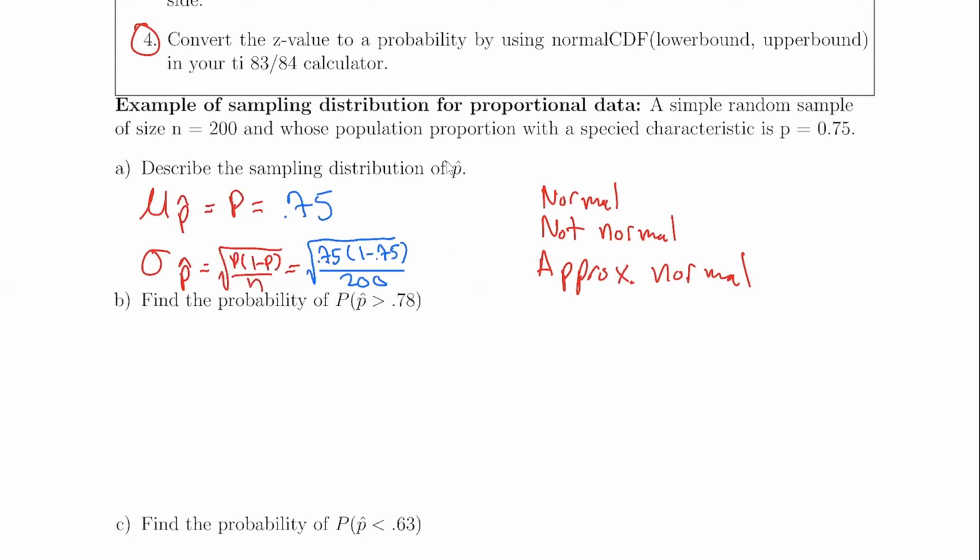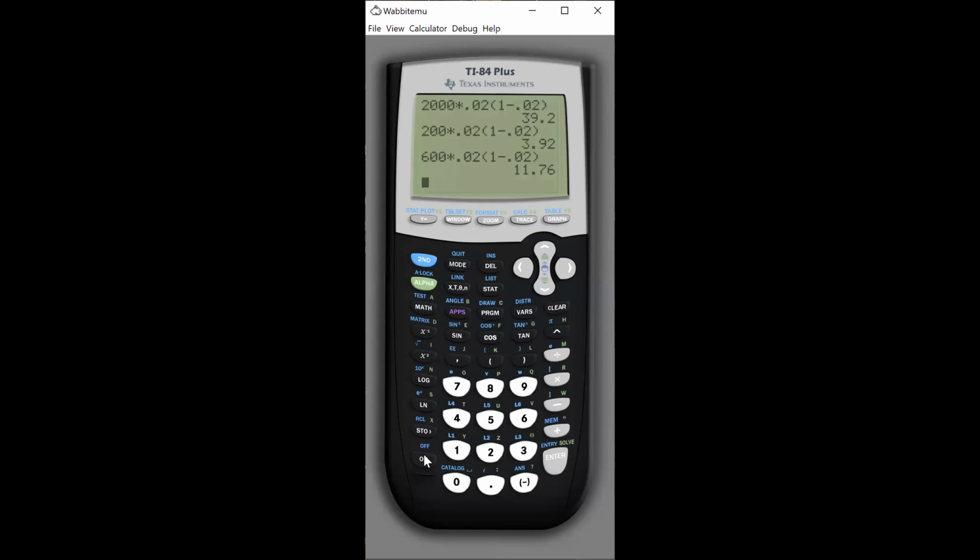Okay, so I'm going to transition over to the TI-84, so that you can see how I enter it. You press second, x squared, and that gives you a square root. So you do 0.75, parenthesis, 1 minus 0.75, close parenthesis, and you divide this by 200.